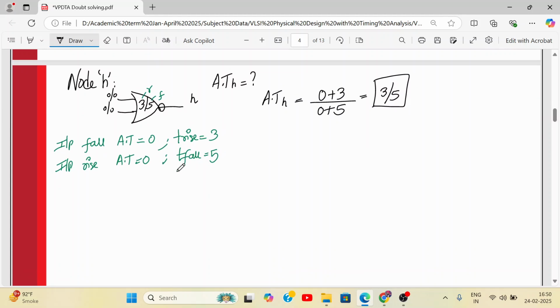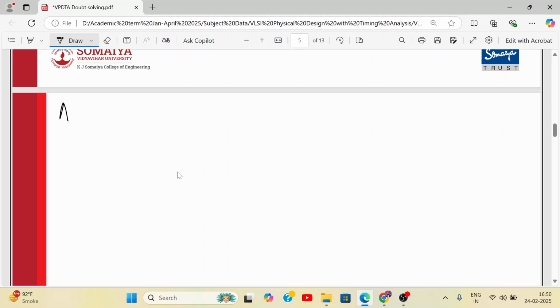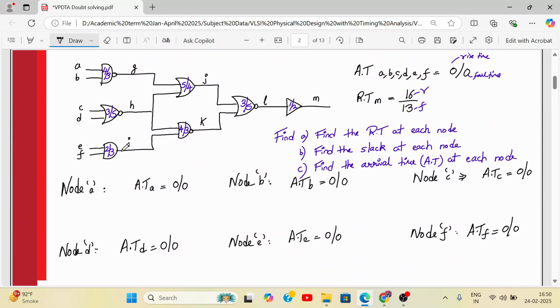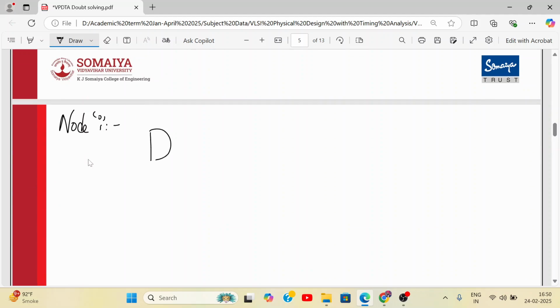Next we calculate for node I. So let us recreate node I first. Node I is the output of an AND gate, input is E and F. Here the rise and the fall arrival time is 0 0, and the rise and the fall delay is 2 and 3 respectively.